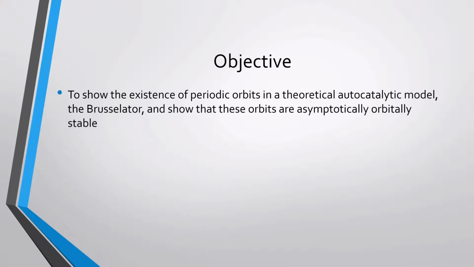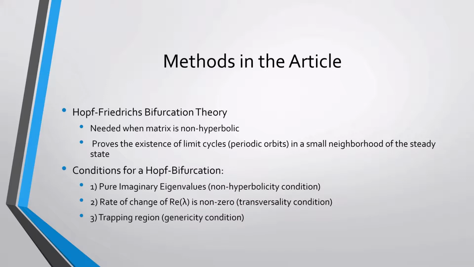The objective of this paper is to show the existence of periodic orbits in a theoretical autocatalytic model, the Brusselator, and show that the orbits are asymptotically orbitally stable. We must also find ways to analyze the non-hyperbolic condition where we have pure imaginary eigenvalues, as the standard Hartmann-Grobman theorem does not apply in the non-hyperbolic case. The article discusses several theorems that summarize the Hopf-Friedrichs bifurcation theory.